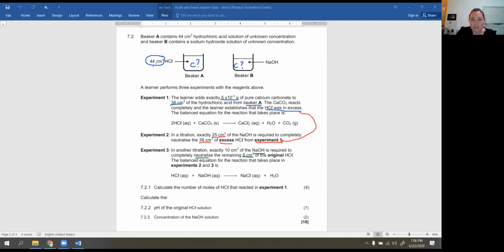If you remember, we took 36 centimeters cubed of this here, so we're left with 8 centimeters cubed, and that 8 centimeters cubed is neutralized, and here's the balanced equation. So here is the reaction for both experiment 2 and 3. One happens with the HCl that has been pre-reacted with calcium carbonate, and the second one happens with pure strength, full concentration of HCl and NaOH.